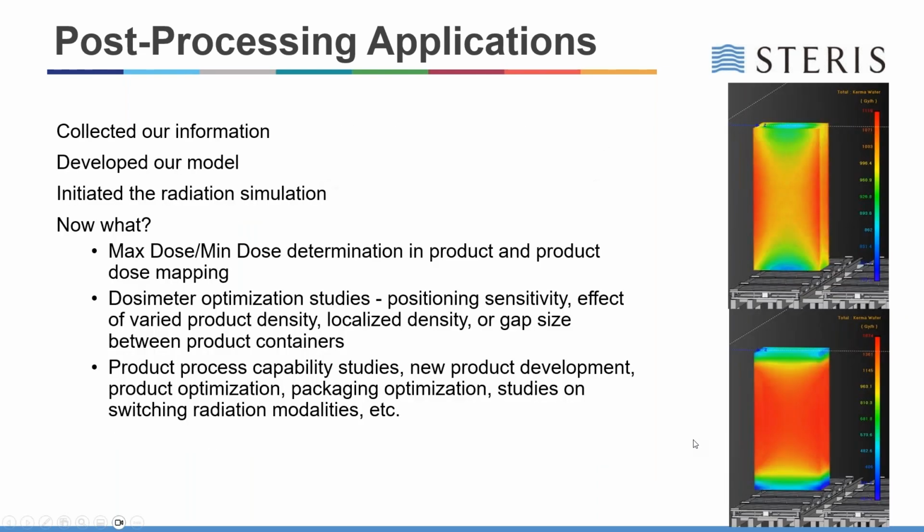Tracking backwards, our second bullet point now is dosimeter optimization studies. And this is something where being able to understand the effort required for placing a dosimeter is extremely important for routine processes. It helps understand the sensitivity involved, and we can get an idea about the effect of what the dosimeter result would be if the product density was changed, if there were local density changes, or if the gap size between product containers being irradiated was increased or decreased.